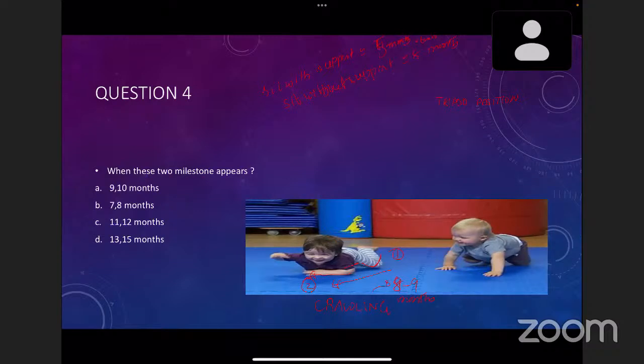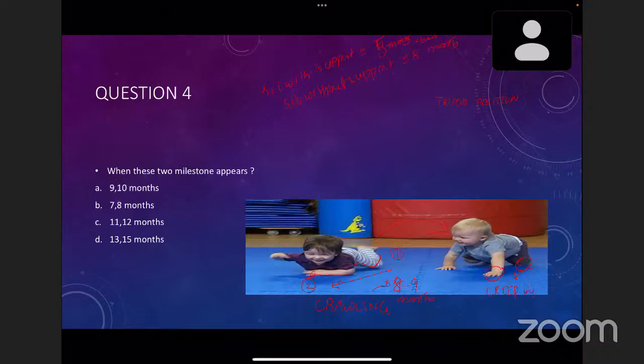So this is crawling, and the second thing, after a few months, the child is now able to lift his abdomen above the ground, and that is known as creep. In creeping, the child will use his arm and the knee to move from this position to this position. So that is known as creeping.